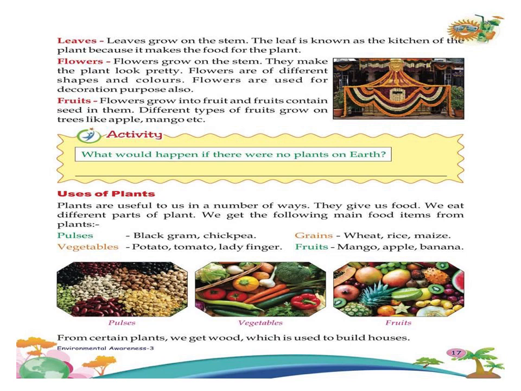We get the following main items from plants: pulses like black gram, chickpea, vegetables like potato, tomato, ladyfinger, etc., grains like wheat, rice, maize, fruits like mango, apple, banana, and many more. From certain plants, we get wood which is used to build houses.